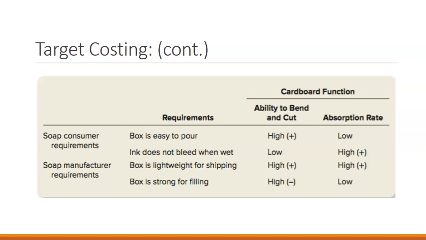So we have requirements for the box. The consumer requirements are that the box is easy to pour and it doesn't bleed when wet. The soap manufacturer requirements are that the box is strong and doesn't break, but at the same time is lightweight. Then we look at what are the high and low components of that. Well, easy to pour is higher for customers than that the ink doesn't bleed. But for cardboard absorption, we don't want the ink to bleed when it's wet.